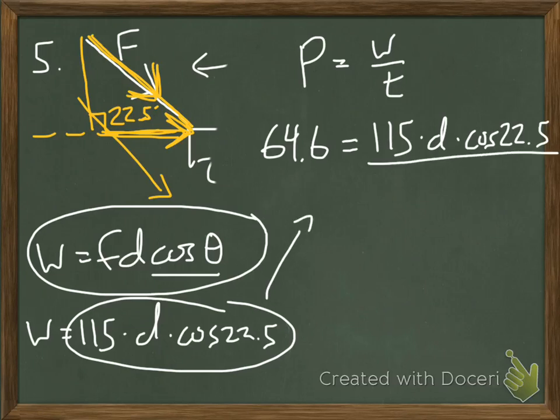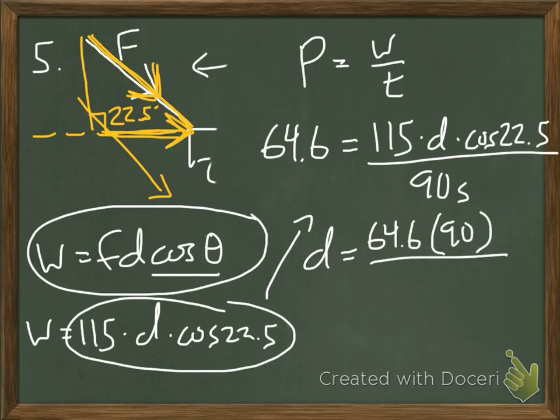And the time is also given in the problem. It's given as 90 seconds. So you can cross multiply and solve for D. Your final equation for D, just to make sure you're doing your algebra right, it should be 64.6 times 90 divided by 115 cosine 22.5. Okay, you can probably hear the fire drill in the background. I'm going to stop there.